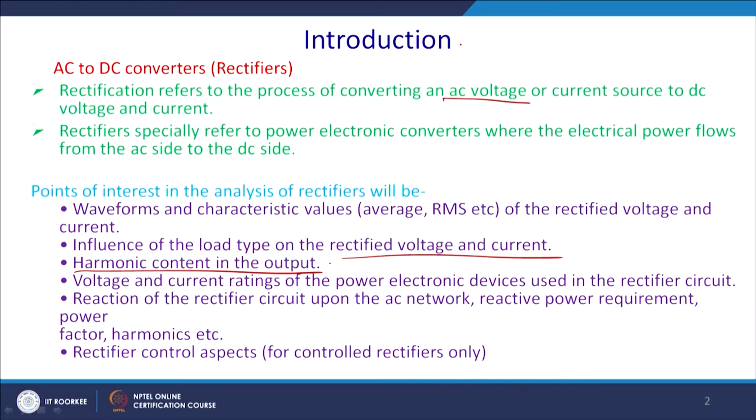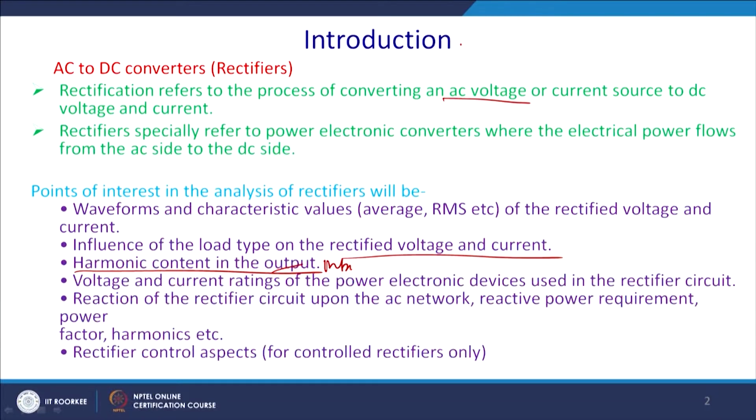Harmonic content in the input. So, you are feeding AC. Since it is a nonlinear conversion, AC to DC conversion leads to harmonic contamination on the source side. So, we will see what is the problem or the cause of the arising of the harmonics in the input.